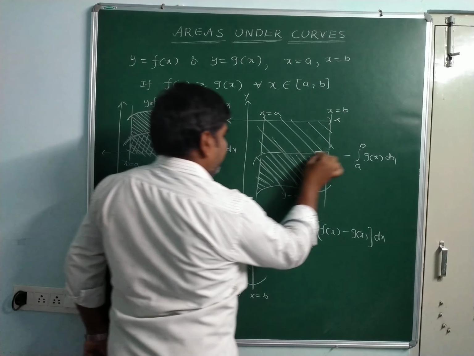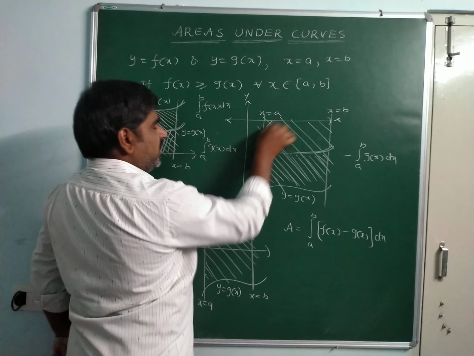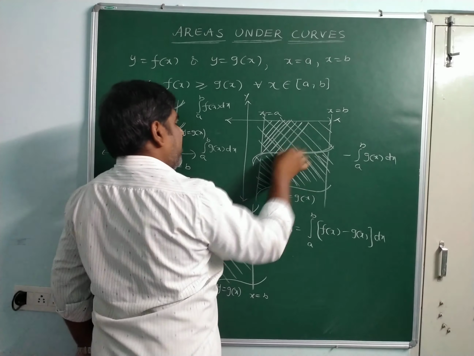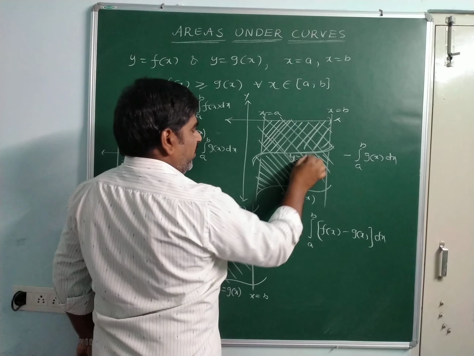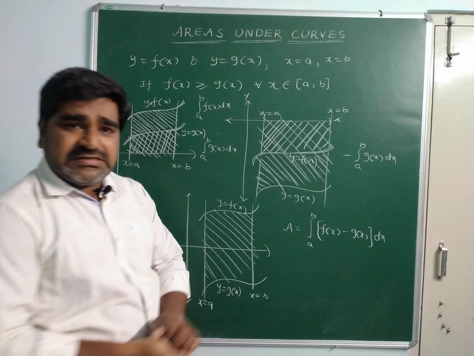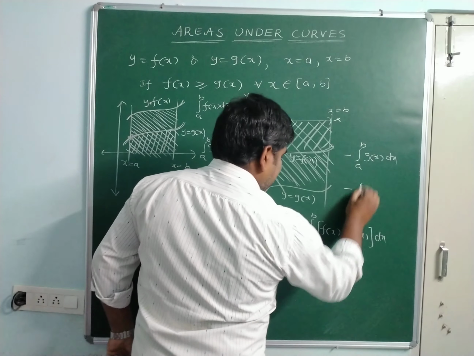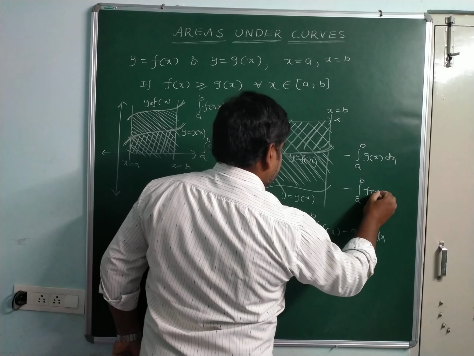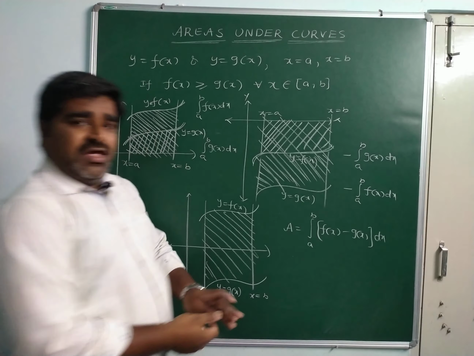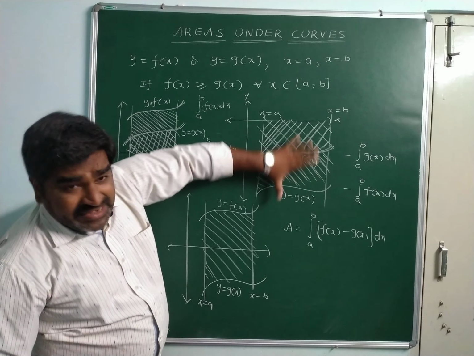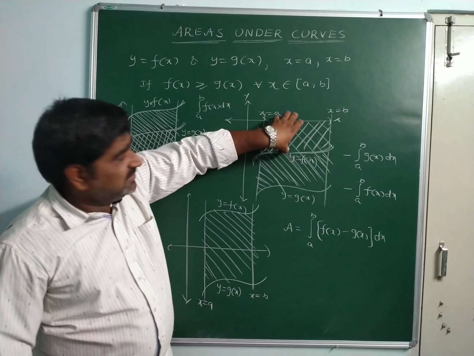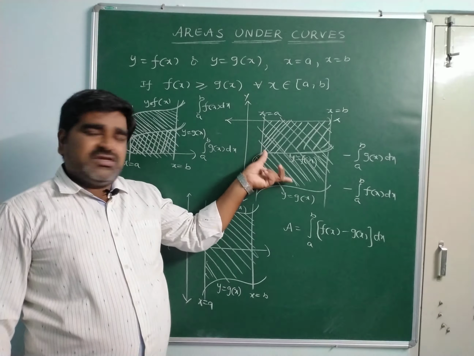Now there is y equal to f of x. How do you find out this part? That is the curve y equal to f of x. So this region gives minus integral a to b f of x dx. Minus integral a to b g of x dx is the entire region, and minus integral a to b f of x dx means this region. I don't want both, I want this.